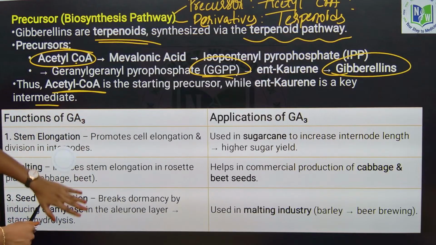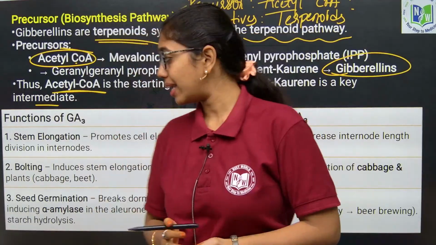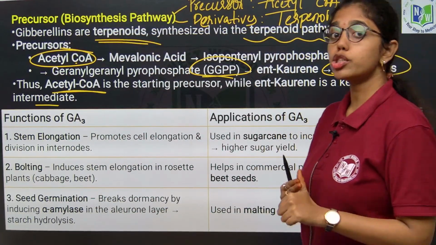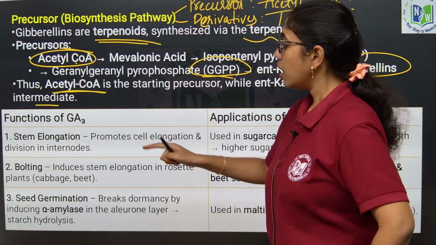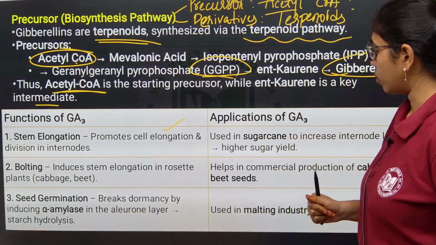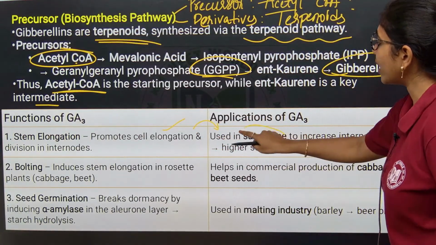Now, let us look into the functions and applications of gibberellic acid. First function is what? Stem elongation is the most prominent function of gibberellic acid, which promotes cell elongation and division of internodes. So, this stem elongation is used in what? Sugar canes especially.